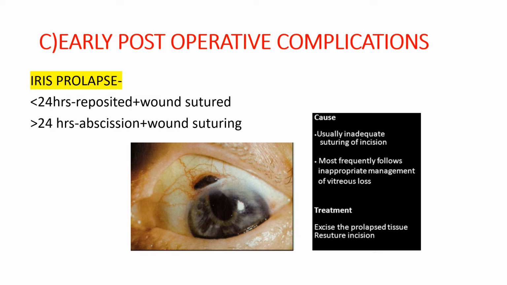Now, if the iris prolapse is less than 24 hours old, we just need to reposit the iris tissue back into the anterior chamber and suture the wound. But if it is more than 24 hours, we need to abscise, we need to cut away the prolapsed iris tissue, followed by suturing of the wound.